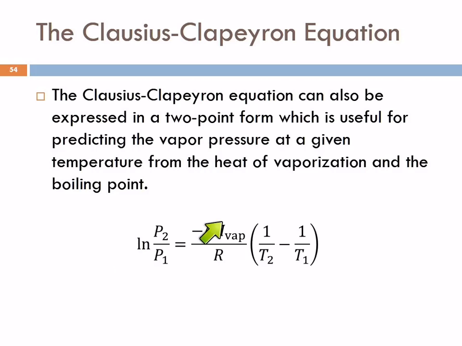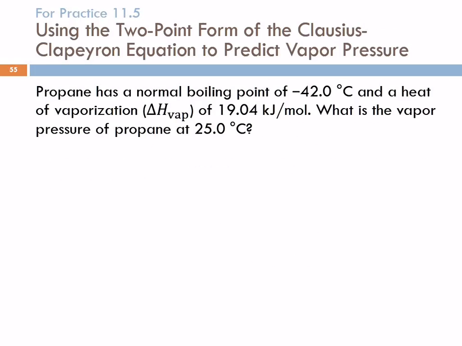So if we know the heat of vaporization, and we know the pressure at one temperature, then we can find the pressure at another temperature. Or if you know the pressure at 2 temperatures, then you could also use this to calculate the heat of vaporization. Let's do an example of this. Propane has a normal boiling point of minus 42 degrees Celsius and a heat of vaporization of 19.04 kilojoules per mole. What's the vapor pressure of propane at 25 degrees Celsius?